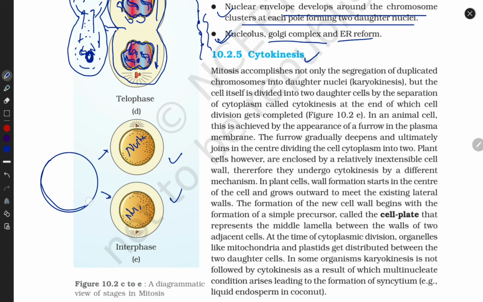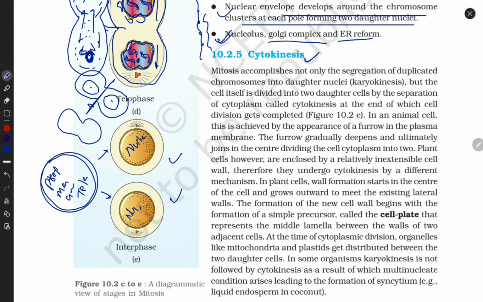This cell phase, prophase, metaphase, anaphase, telophase. At the end of telophase, their nucleus looks like this. And now finally this. Now this divides and makes two cells. This is the one cell, this is the other cell. This is the one nucleus and this is the other nucleus. This is their centriole and this is their centriole.